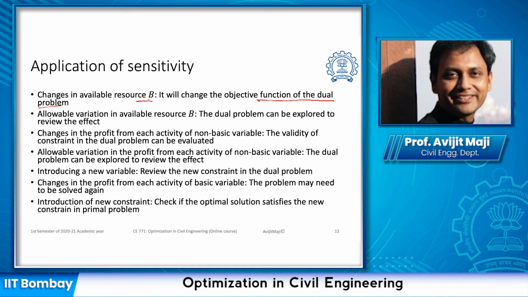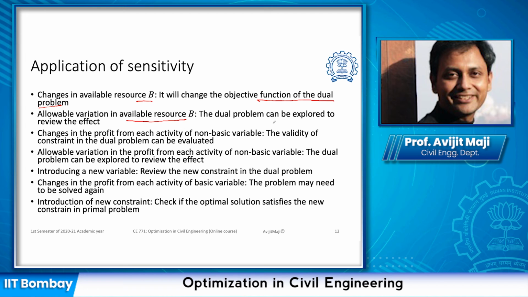We do not need to solve the problem again, provided the solution is still valid. We can also use this property to understand what allowable variation in the available resource is permitted. The dual problem can be explored in that case to review the effect of that. So that is going to tell us how much variation it is going to bring to the objective function value.